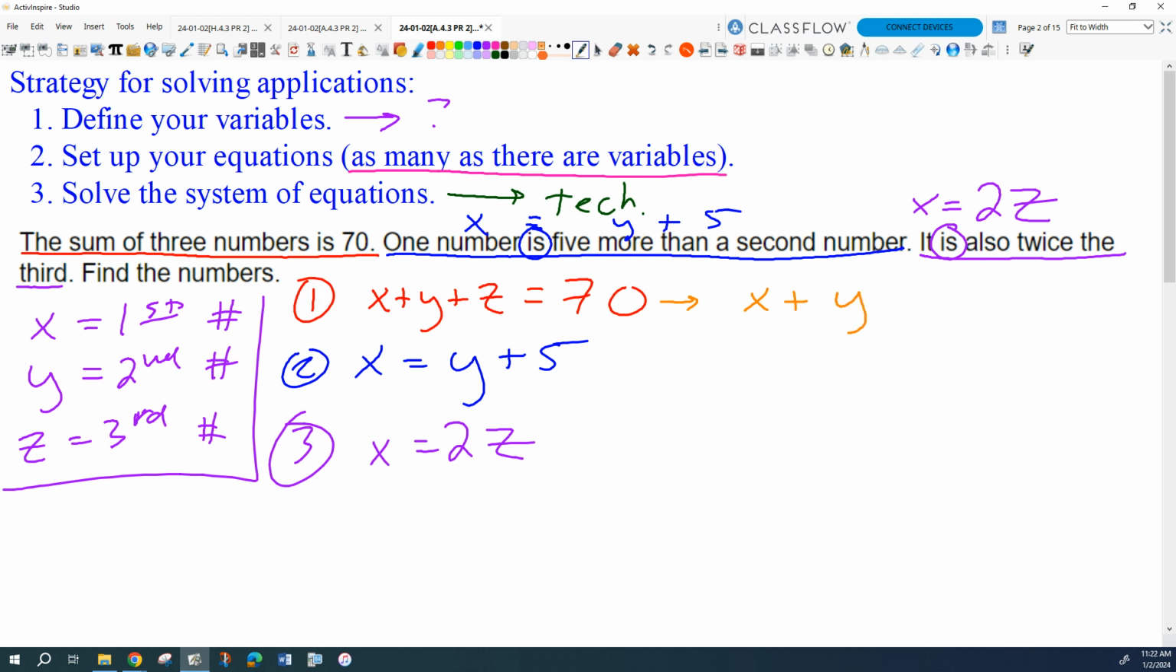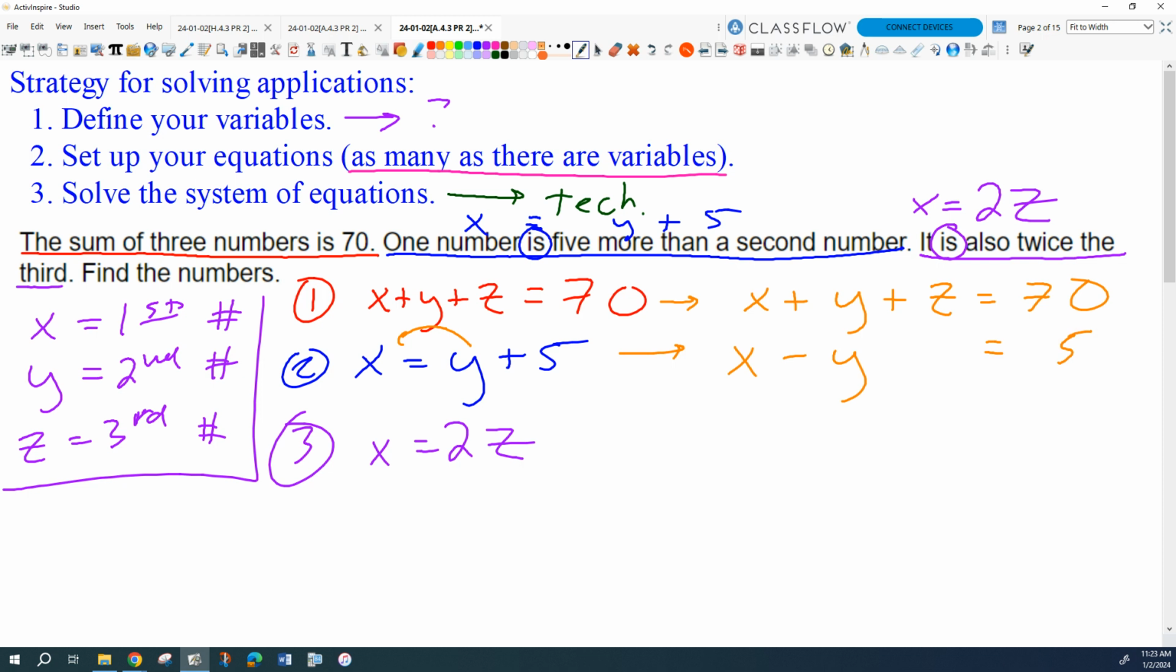X plus y plus z equals 70. Okay. Second one, though, I've got to do something. What do I need to do to the second equation? Yeah, I got to subtract the y over to the left side, don't I? And I want to line everything up vertically. So I've got x minus y equals, the equal signs need to line up, equals 5, right?